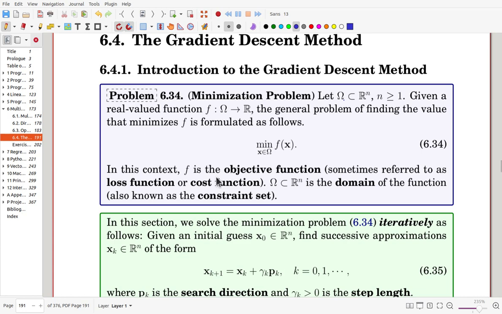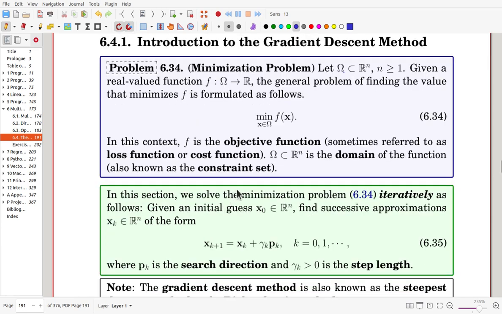In this context, f is the objective function. Sometimes it is called the loss function or the cost function. And omega is the domain of the function and the constraint set.